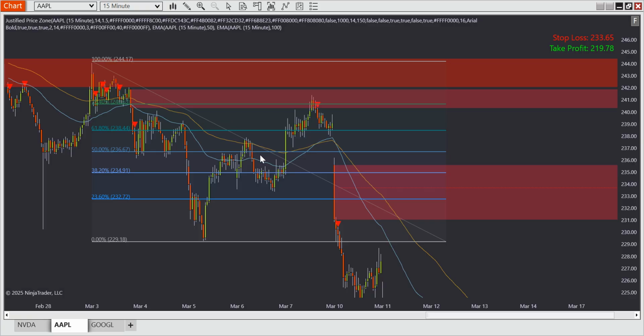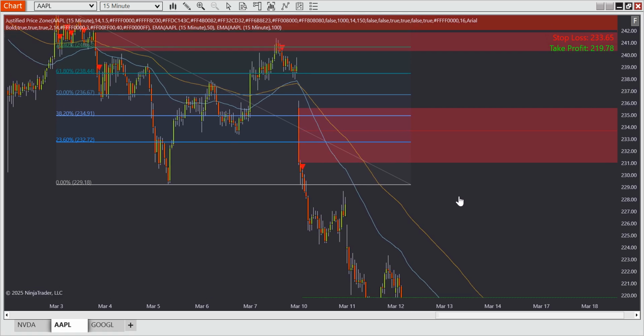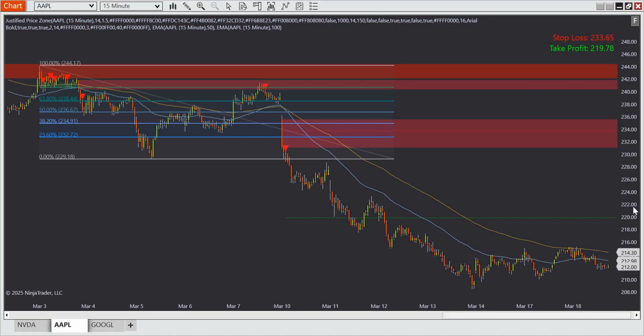So again, EMA is helping us see that we should be looking for a downtrend. The justified price zone paints a zone. And not only that, the zone is in the premium side of the current range. And again, it is only in there for a few candles before another just massive move down. Would have been a great entry right here.